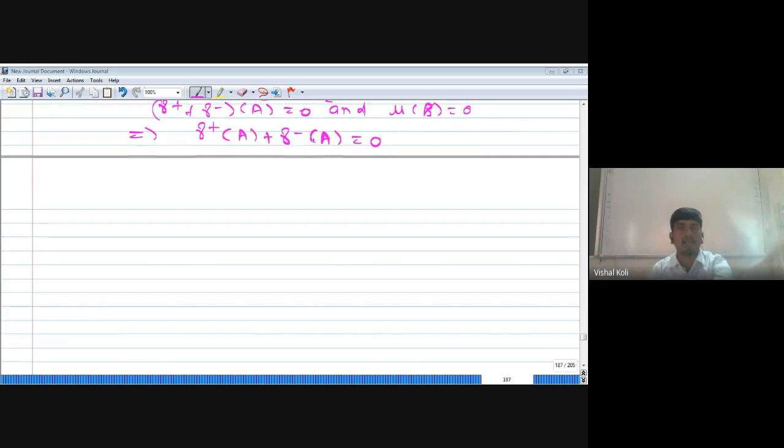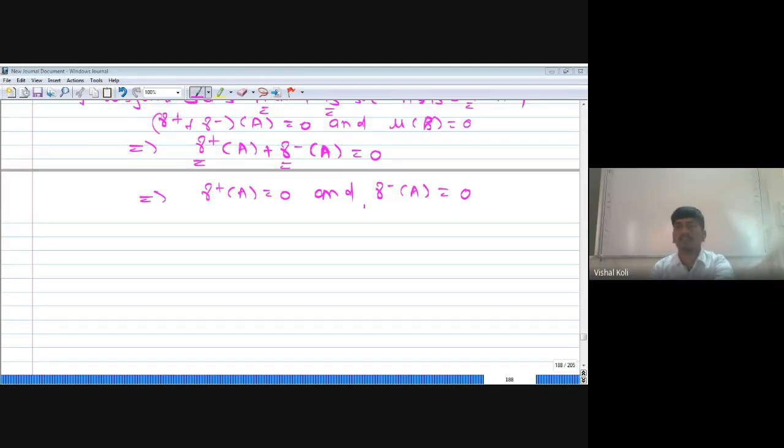Now here gamma plus and gamma minus both are measures having addition equal to 0. But as these are measures, they must be non-negative. As they are non-negative and their sum is equal to 0, they must both be equal to 0, which implies gamma plus of A equal to 0 and gamma minus of A is equal to 0. So here we get these two values, that is gamma plus of A is 0 and gamma minus of A is also 0.